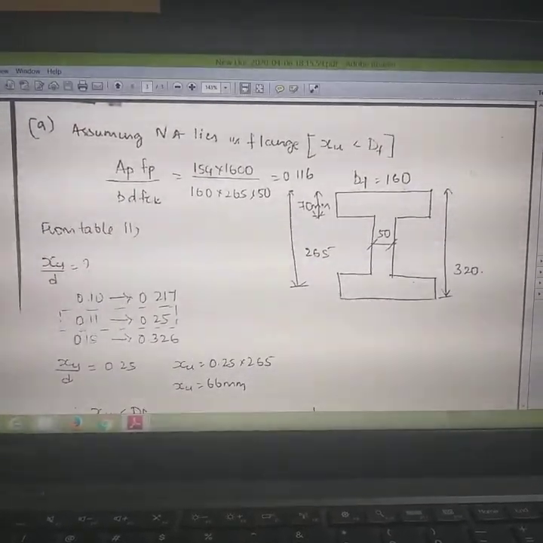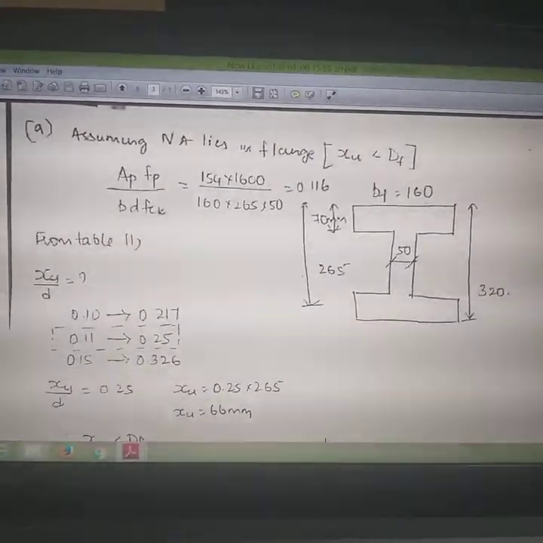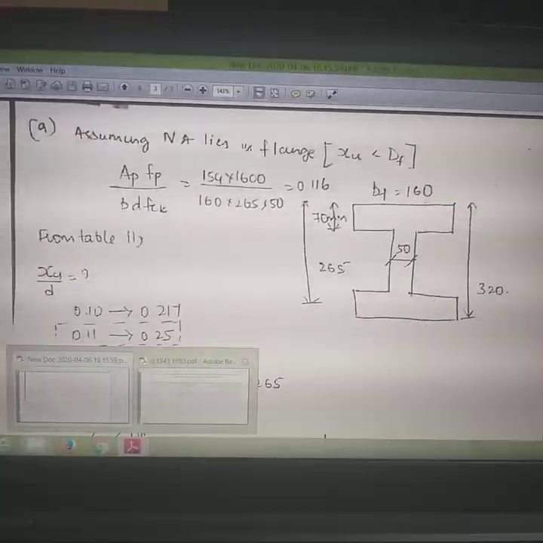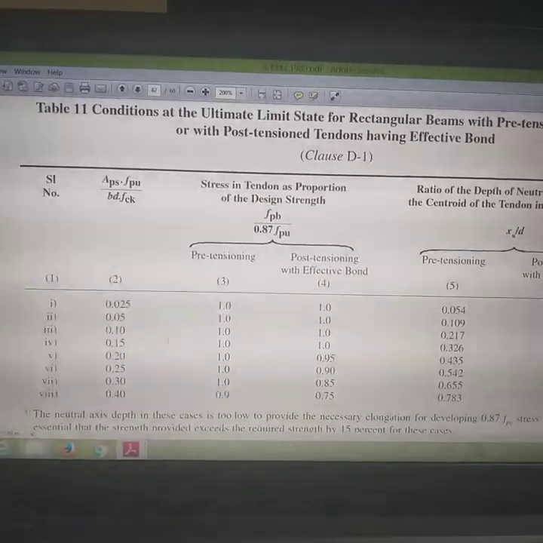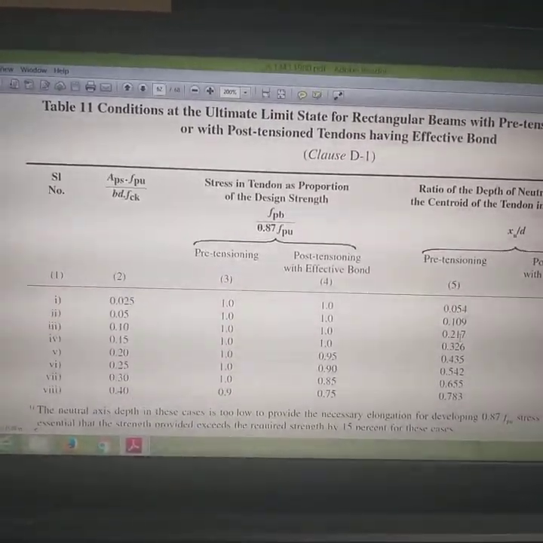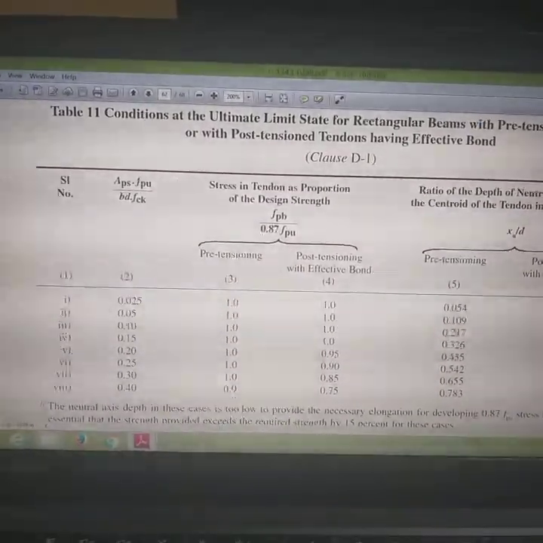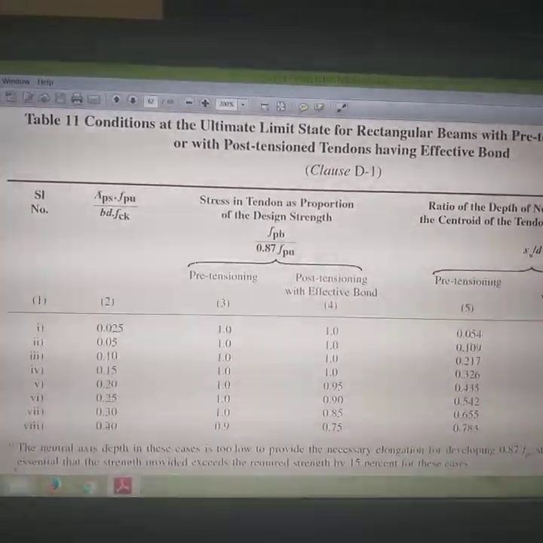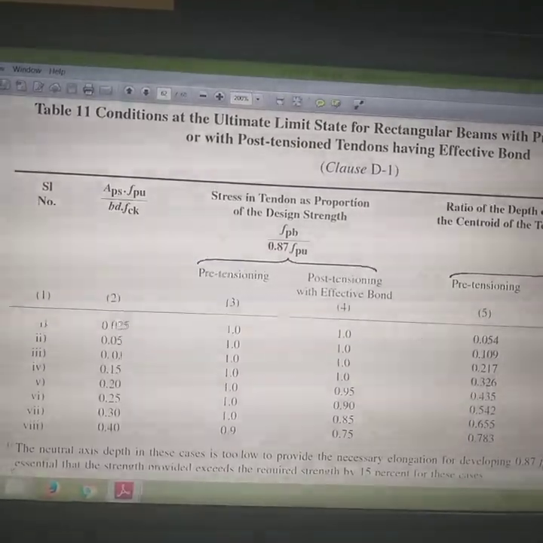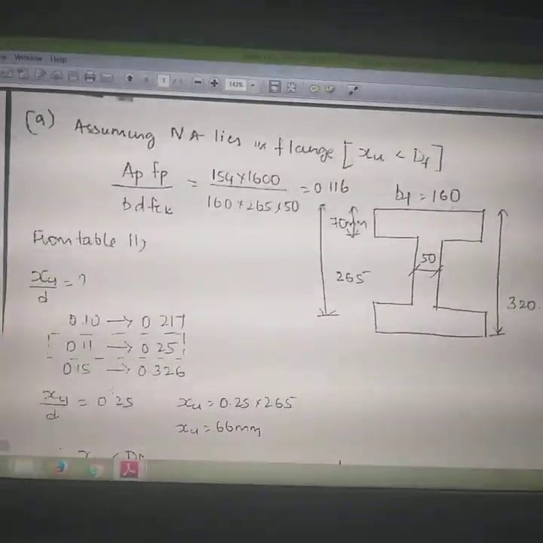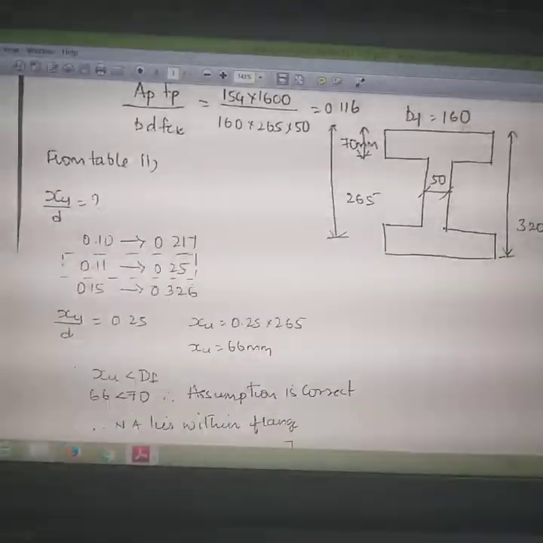0.11 you have got, and the corresponding XU by D also you have to write, that is 0.217. Here it is for the pre-tensioning case. In the data it is specified that it is a pre-tensioned beam, and the other value is 0.326. In between these two values you have to find out the corresponding value. Okay, you will get it as 0.25.